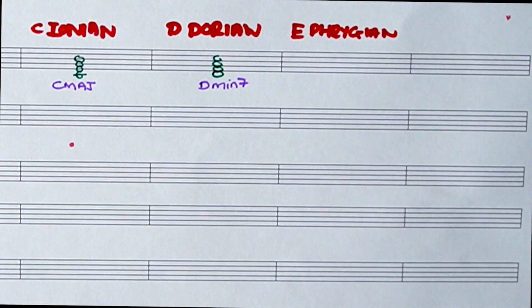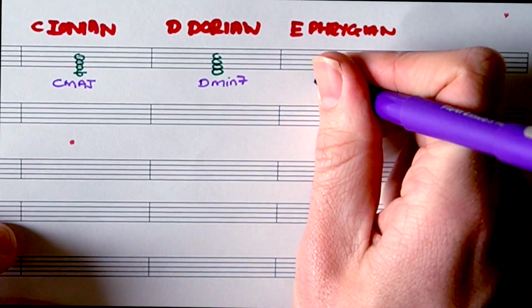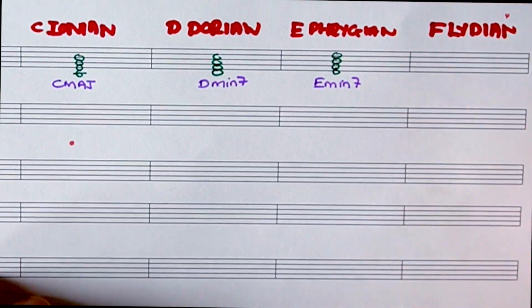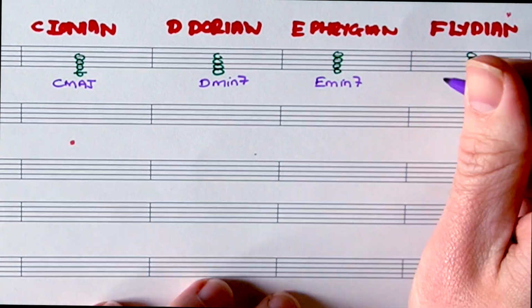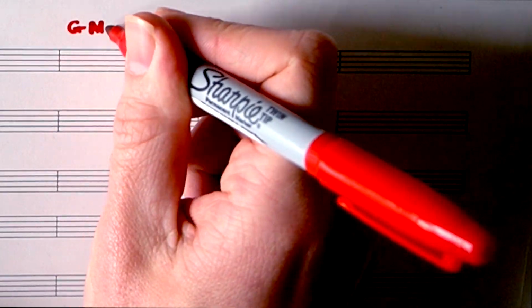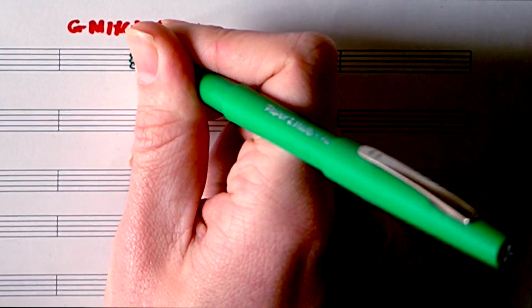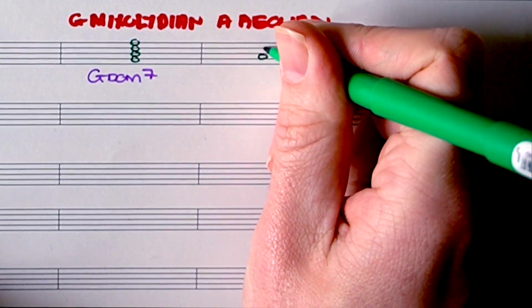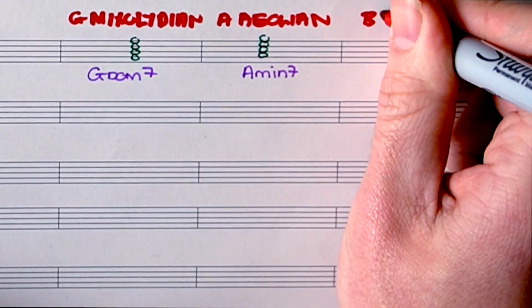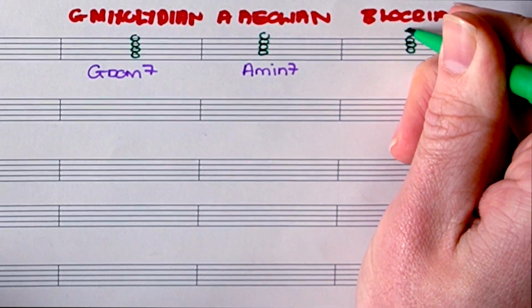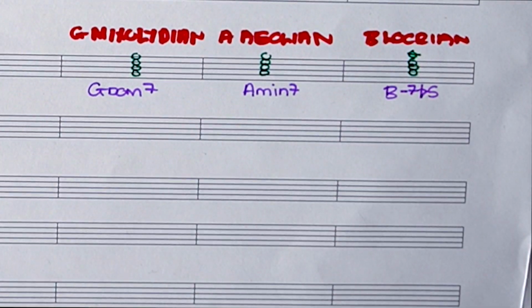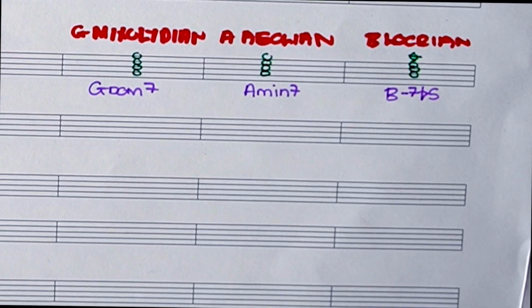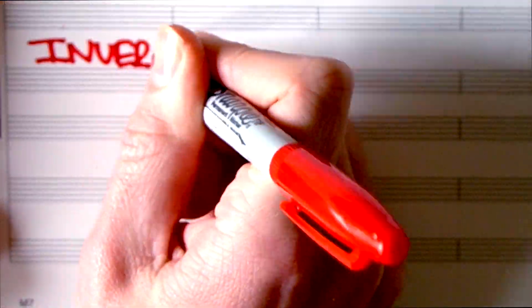How about E Phrygian? Write the notes out. E minor 7. F Lydian for the ladies. F major 7. Shout out to Ren Dog. G Mixolydian. G7 or G dominant 7. A Aeolian gives us A minor 7, and finally B Locrian has to give us a B minor 7 flat 5. Hey, you love to see it.